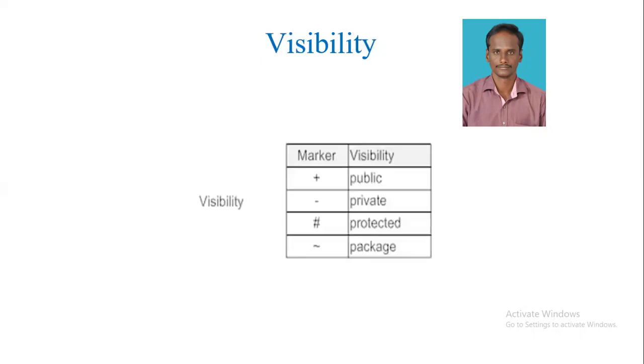You can use two parts of the rectangular box. Next, visibility. We have discussed visibility just now: what is public, what is private, what is protected. And the last one is package. Package can be identified with the tilde symbol.